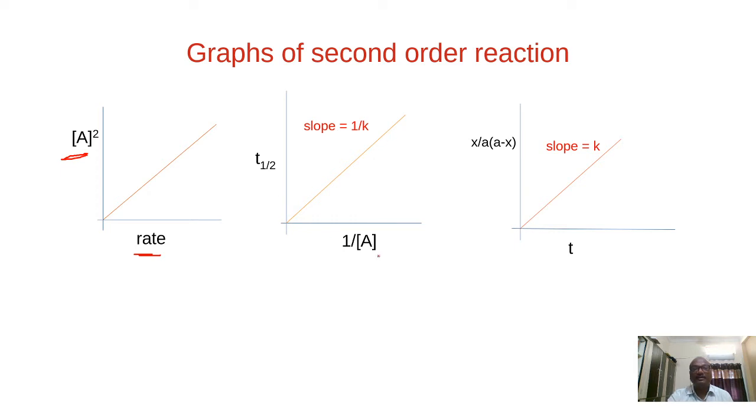T half and 1 by A gives a straight line where slope is equal to 1 by k. And X divided by A into A minus X versus T is also a straight line passing through the origin, where slope will be equal to k. Hence, with the help of the equations, we can understand all these are present in the form of y is equal to mx. By writing the equations in the proper way, we can understand these graphs very well. Okay.